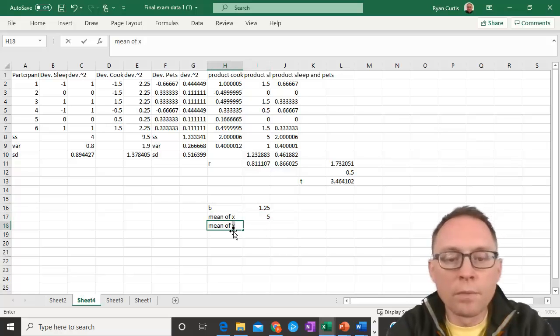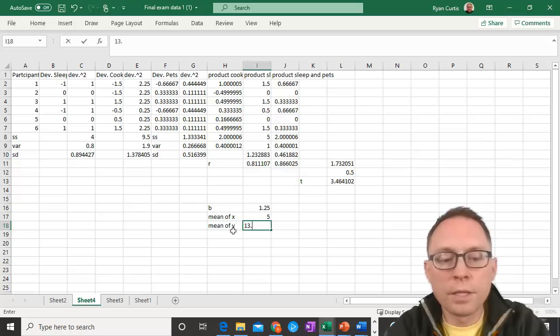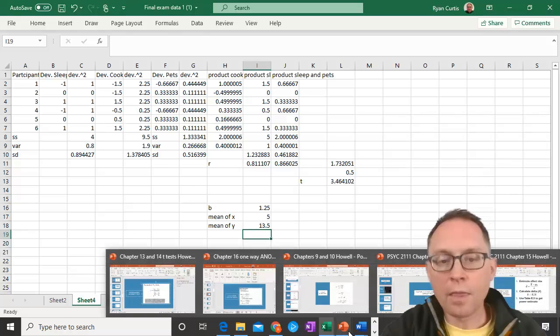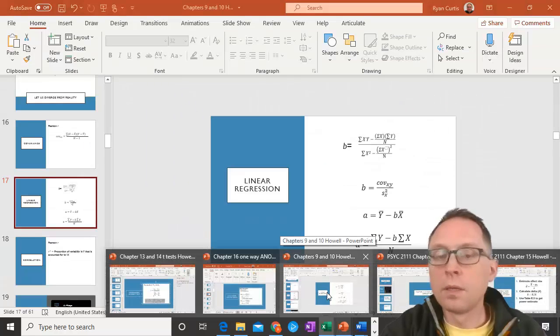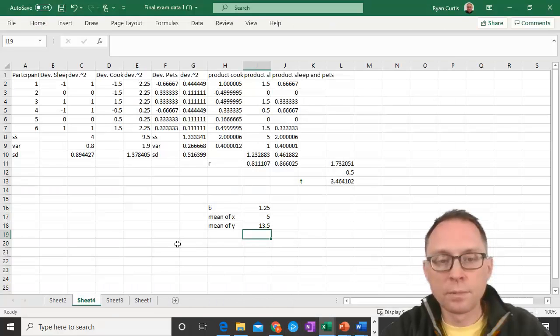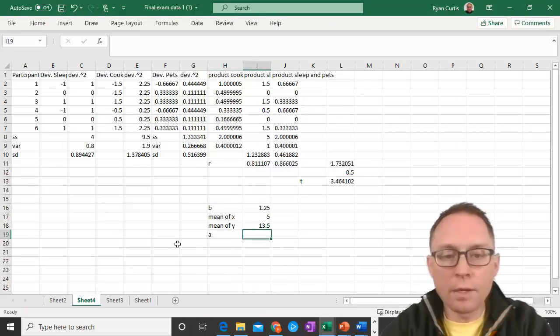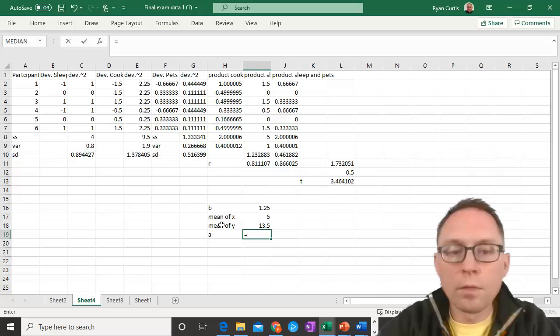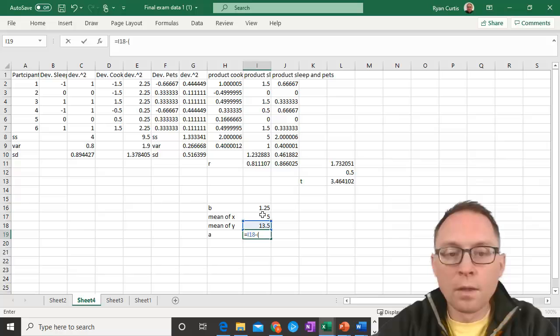Mean of Y is 13.5. That's the mean of cookies. And for us to get the Y-intercept, we need the mean of cookies minus B times the mean of sleep. All right, so A is going to be this minus this times this.